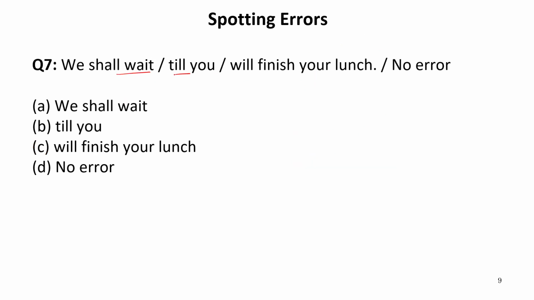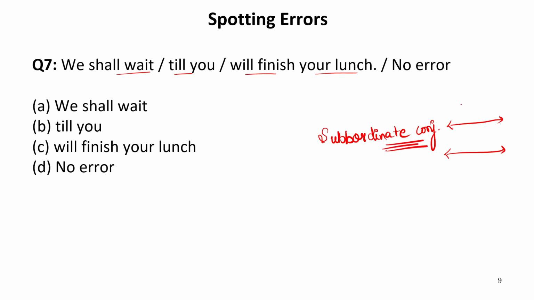We shall wait till you will finish your lunch. Now whenever we have a subordinate conjunction, it is one in which one clause depends on another, or it is forming a condition.